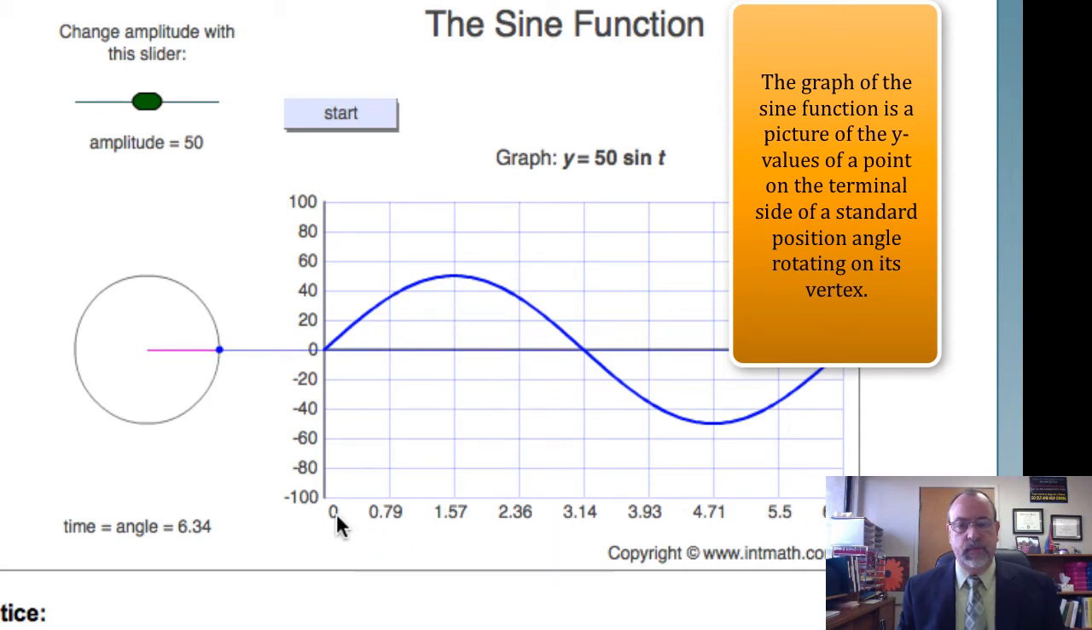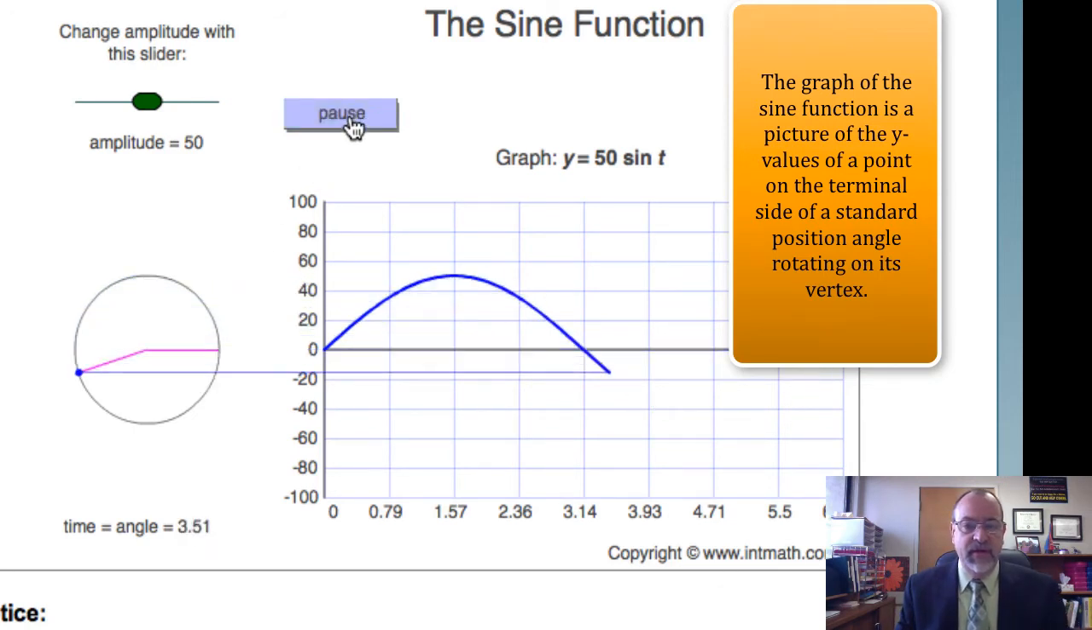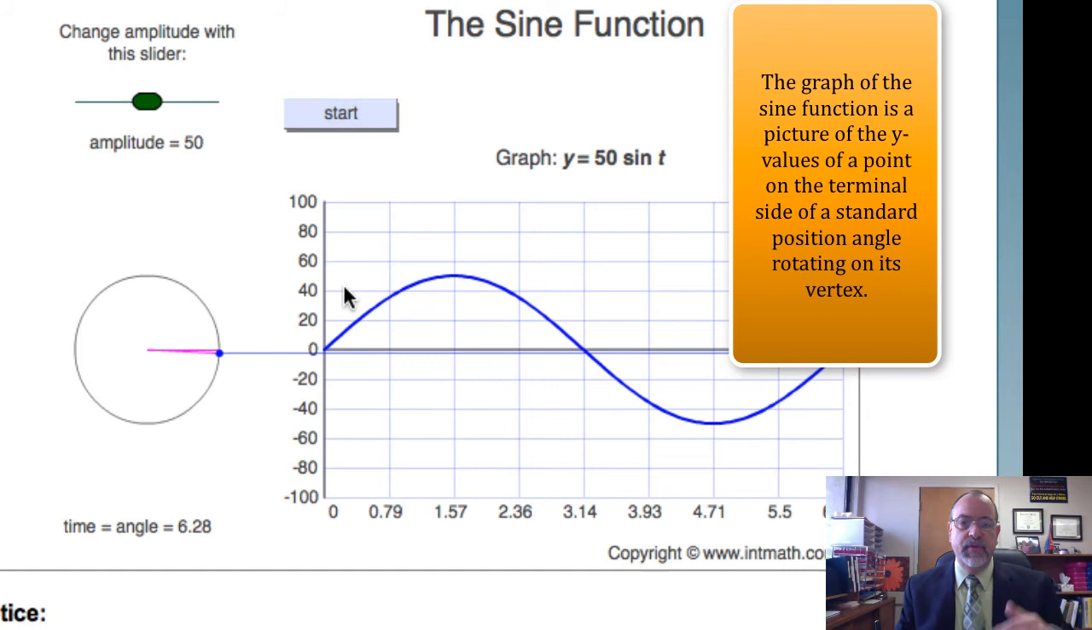So once again, the angle measure is the input. The y value, or the sine value, is the output. And you'll notice that, as we've talked about, this pattern is simply going to repeat, because as you go around the circle, the y values repeat. The y values go up, they go down, and then they come back to the beginning point, and then when you go around the circle, they simply repeat.